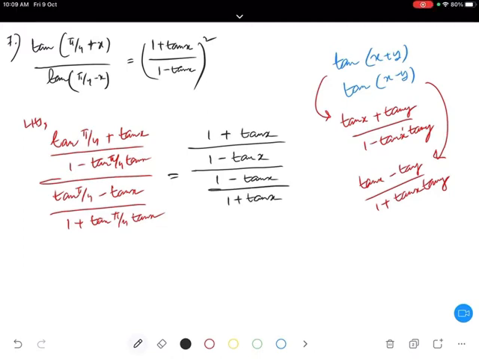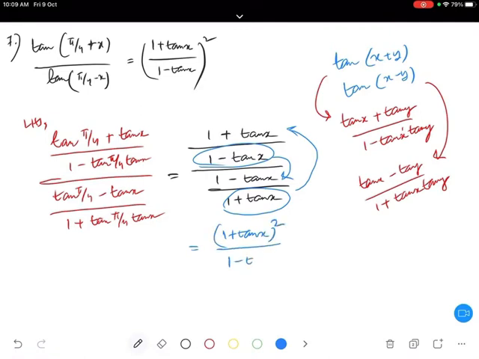Yes or no? Now the next thing I will do is taking this 1 plus tan x up and taking this 1 minus tan x down. So what do you get? (1 plus tan x) whole square divided by (1 minus tan x) whole square. So that is equal to my right hand side, and that's proved.